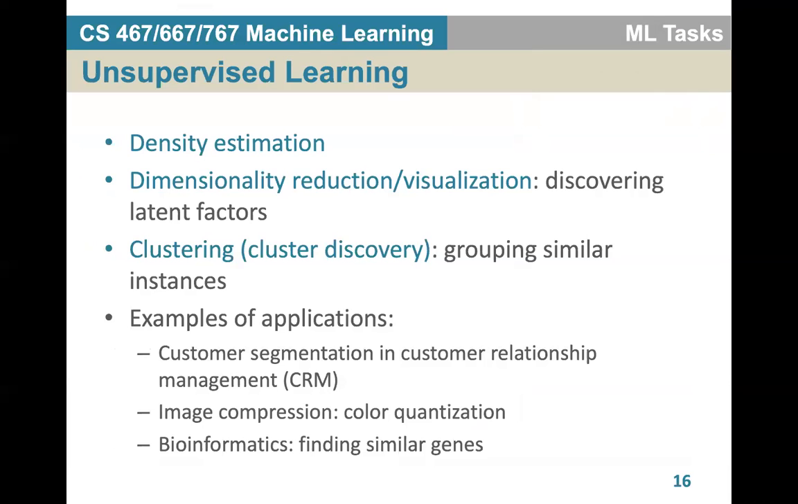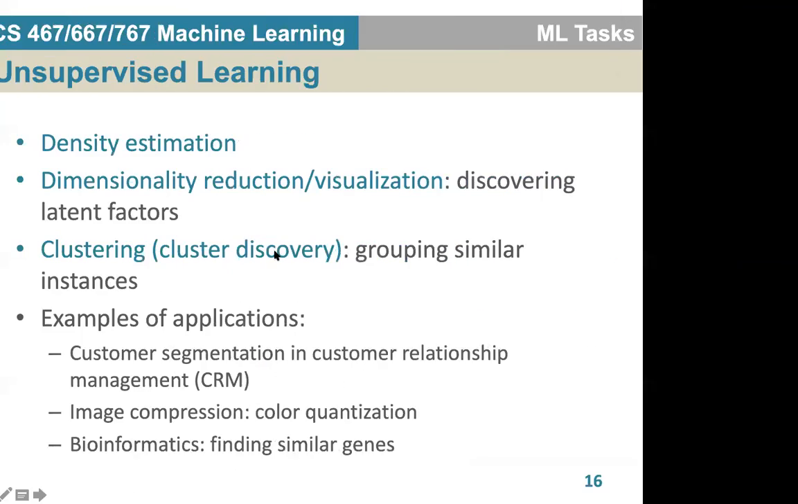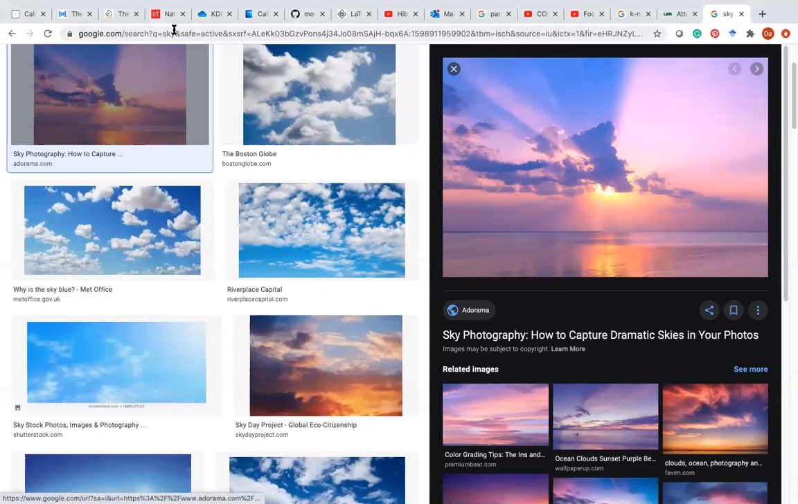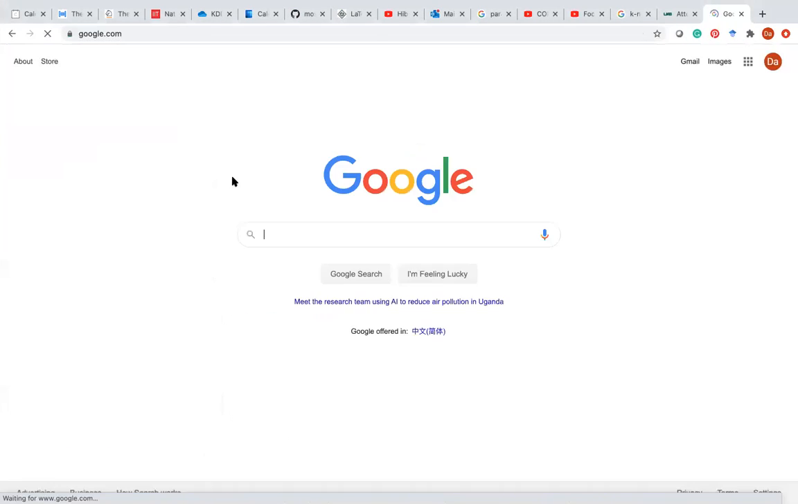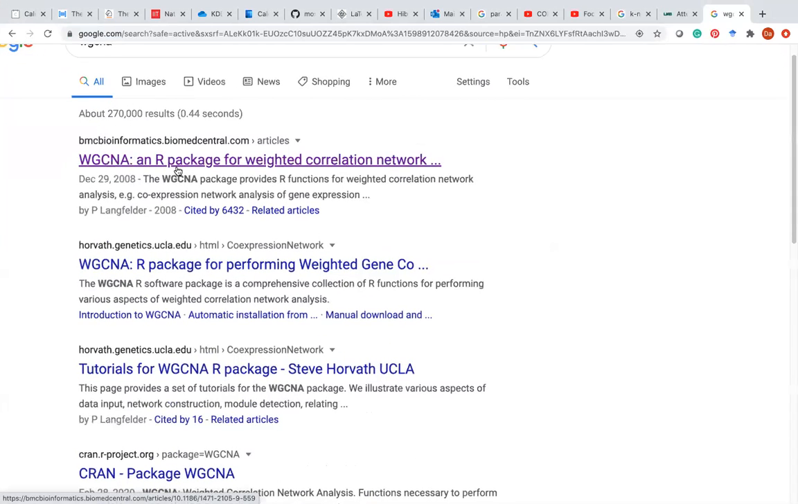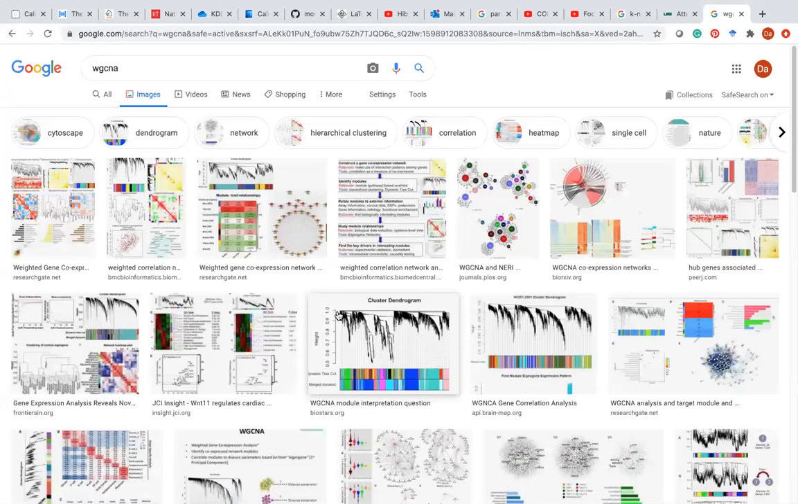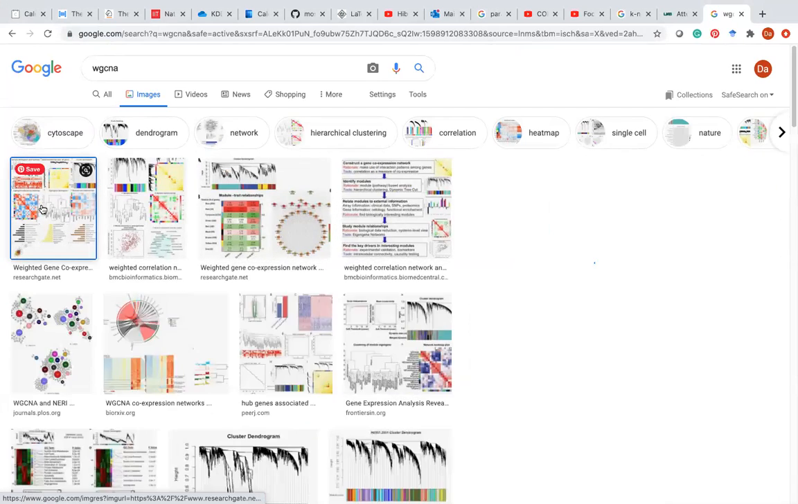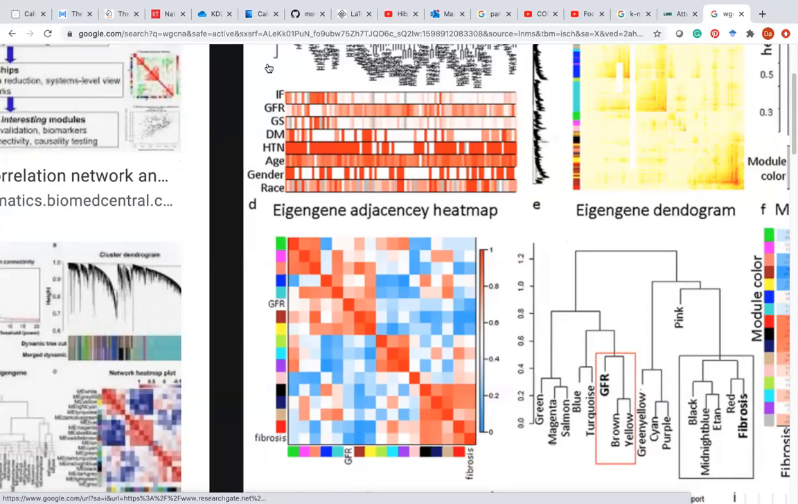Another example is bioinformatics. For example, you have gene data and you want to find similar genes. For example, there's a package called WGCNA, which is widely used. What it does is look at the gene tests. So maybe this is a good example. You do a lot of tests in different conditions.